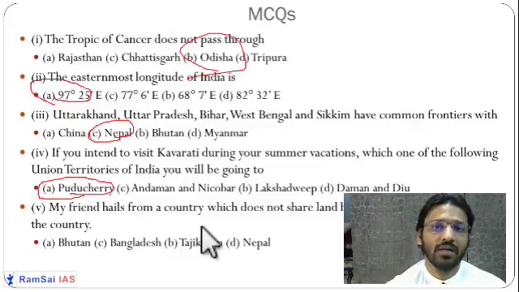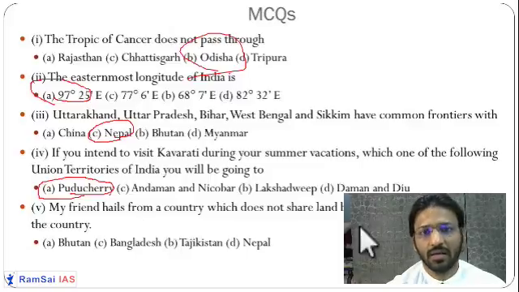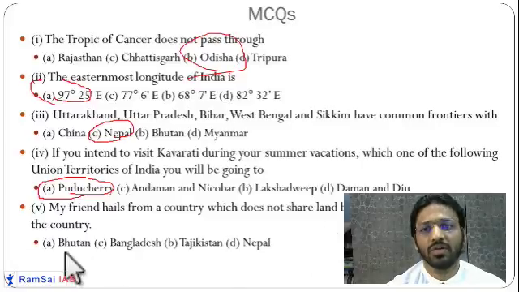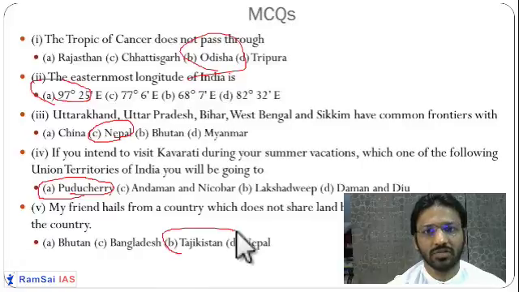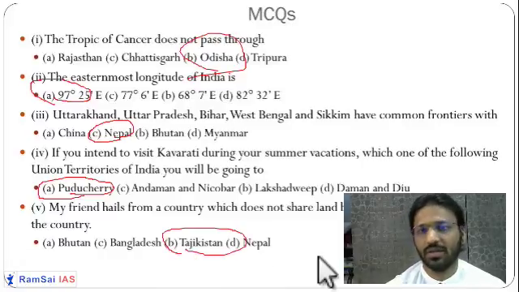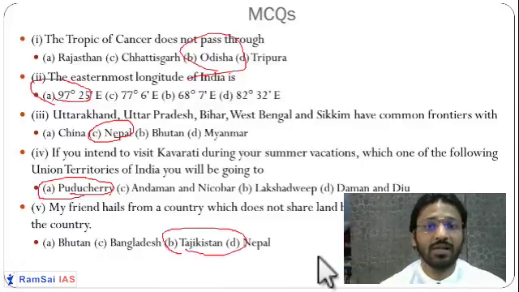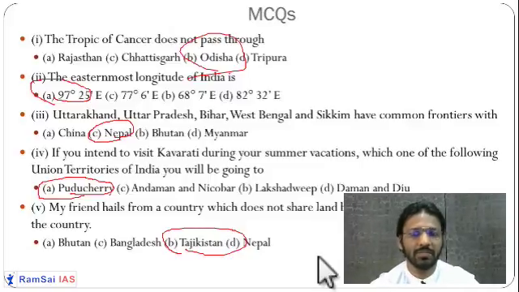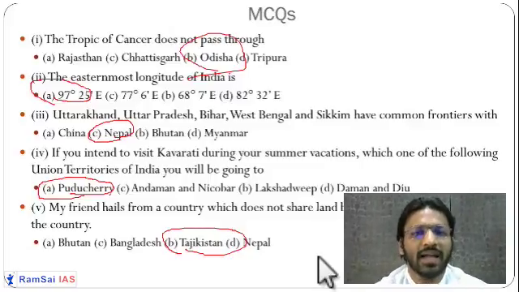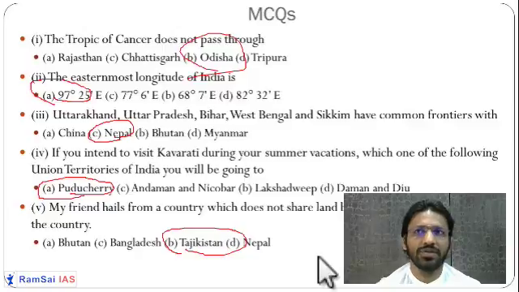My friend hails from a country which does not share a land border with India. Which is the country? Bhutan shares, Bangladesh shares, Tajikistan does not share, Nepal shares. I hope you have understood this. A very simple chapter, and there won't be any question based on this chapter.